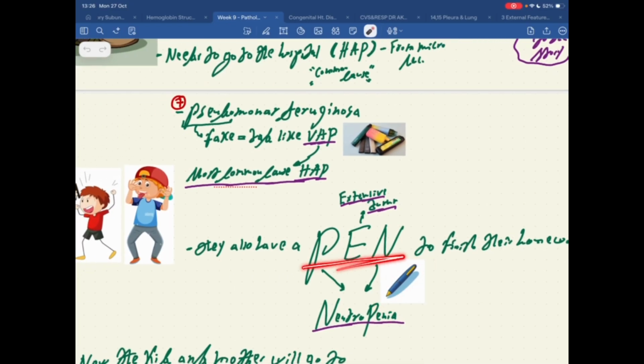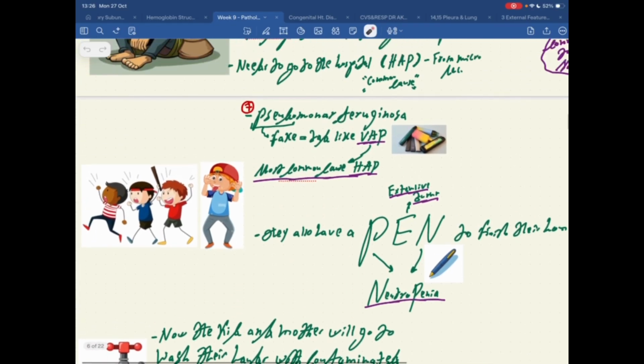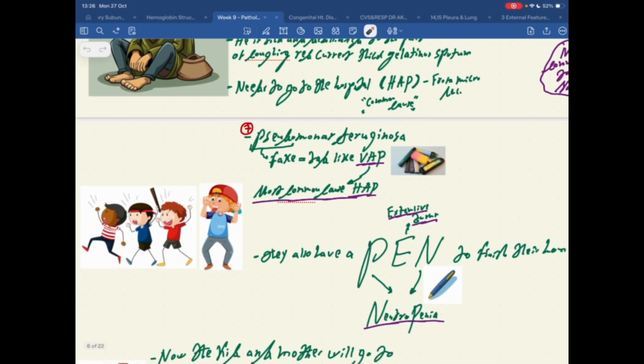So, what does a pen have in relation to our story here, or for Pseudomonas aeruginosa? I'll tell you. It might be a bit far-fetched, but bear with me, okay? So P and N is for neutropenia, and the E is for extensive burns, okay? And now the child, he looked at them and he's like, it's fine, I'll ignore them. He eats with his mother, he enjoys his time, and then he goes to wash his hands, okay?